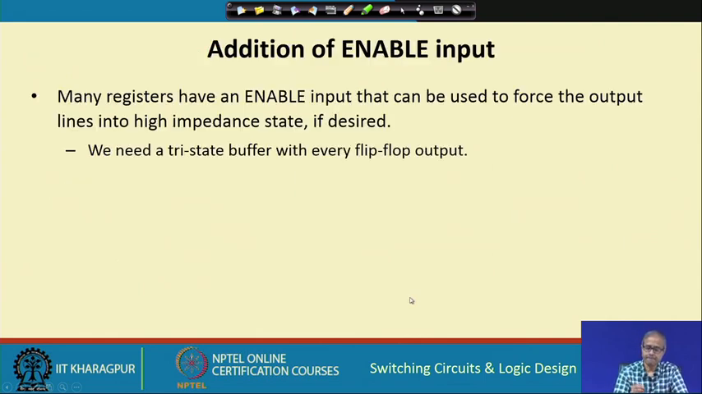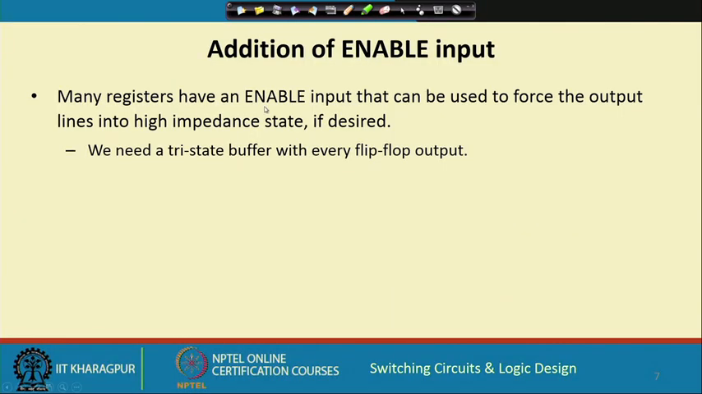Now, there is another kind of input which is required in many applications, as we shall see very shortly. This is the so called enable input. The idea is as follows. I have a register. The register output lines will be giving me some data, the data that is stored in the register, but there are applications where I want to sometimes electrically isolate the outputs.